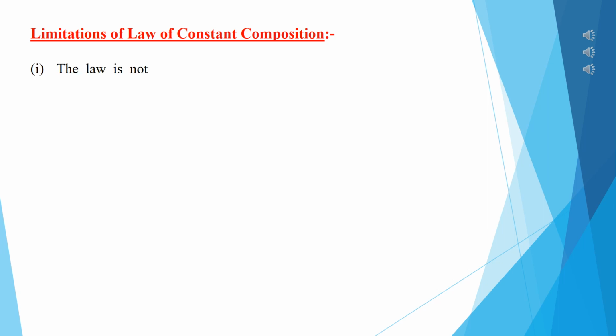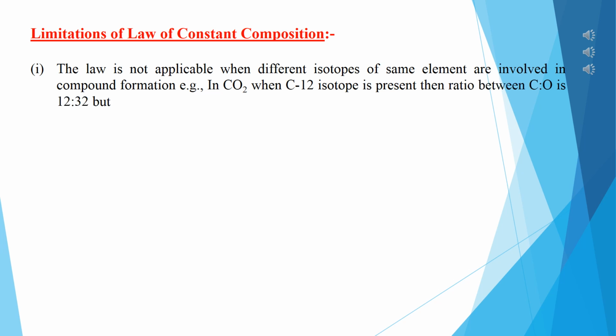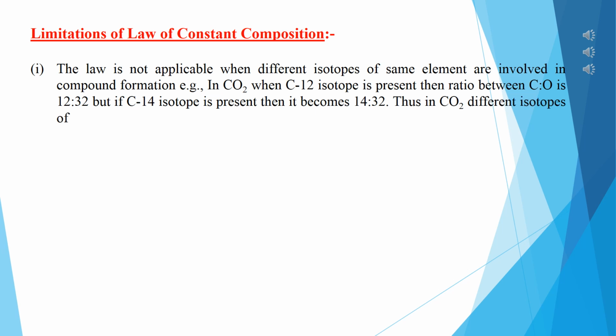This law has some limitations, so let's discuss the limitations of the law of constant composition. First, the law is not applicable when different isotopes of the same element are involved in compound formation. For example, in carbon dioxide, when the carbon-12 isotope is present, then the ratio between carbon and oxygen is 12:32. But if the carbon-14 isotope is present, then it becomes 14:32. Thus, in carbon dioxide, different isotopes of the same element give different mass ratios between combining atoms.